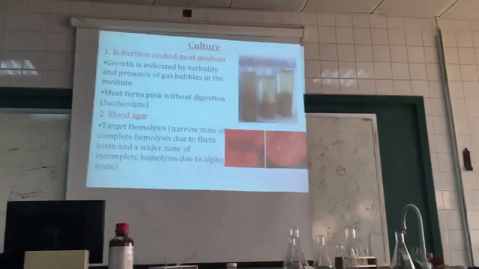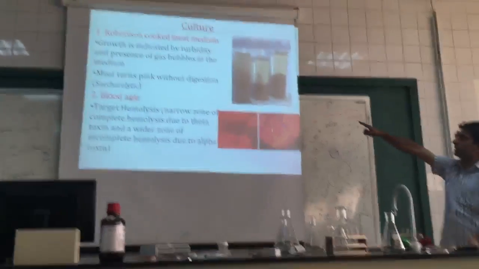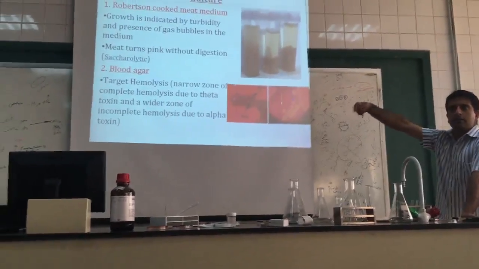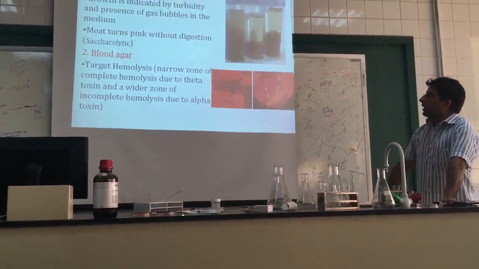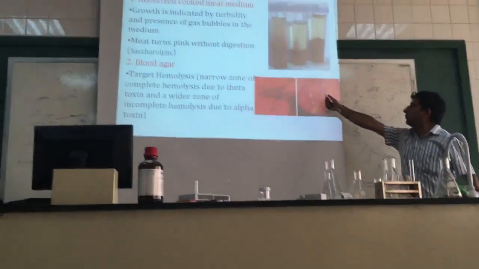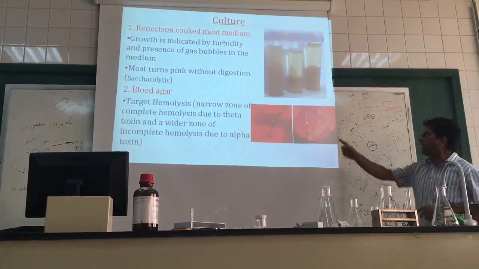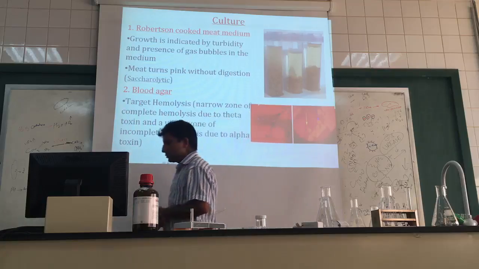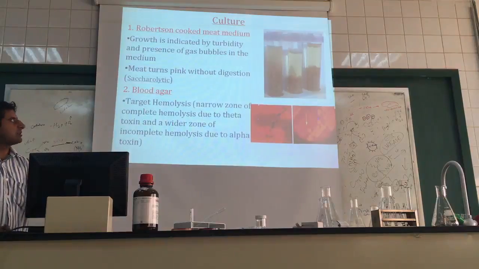For Clostridium perfringens, we use the Robertson's cooked meat. If it is pink in color, the microbe is present, saccharolytic. And on the blood agar, it shows two types of hemolysis. Complete hemolysis due to theta toxin, and a wider zone of incomplete hemolysis due to alpha toxin. So this microbe has two types of toxins, and it causes hemolysis also.